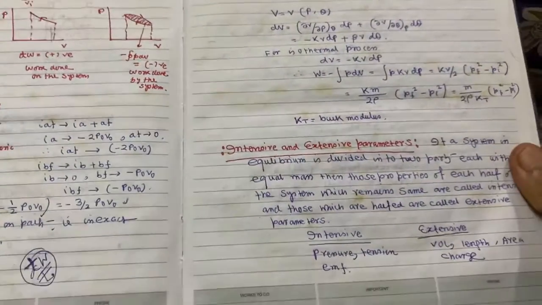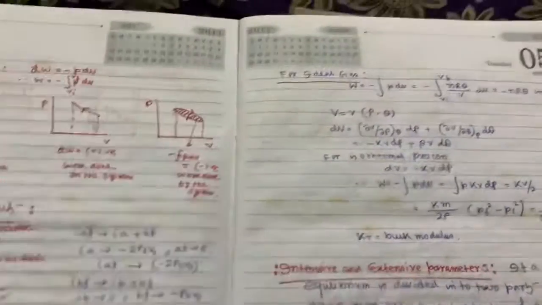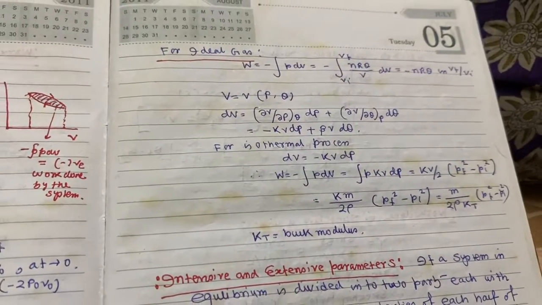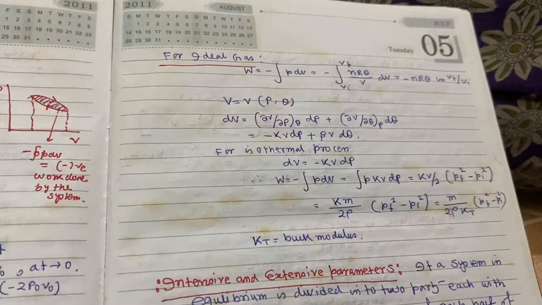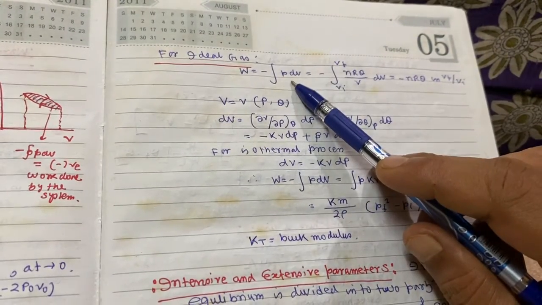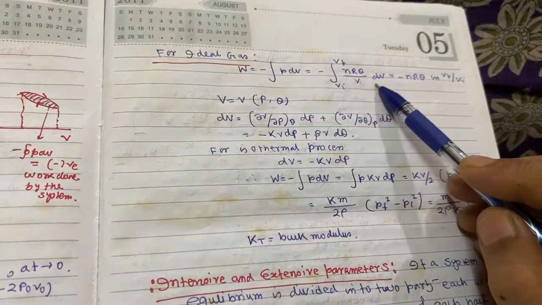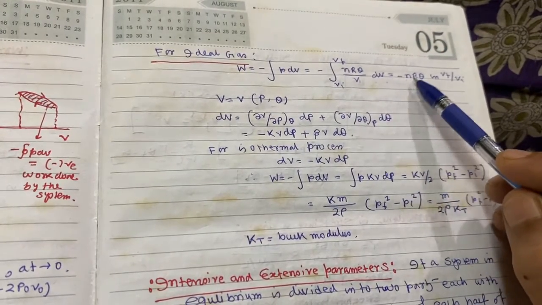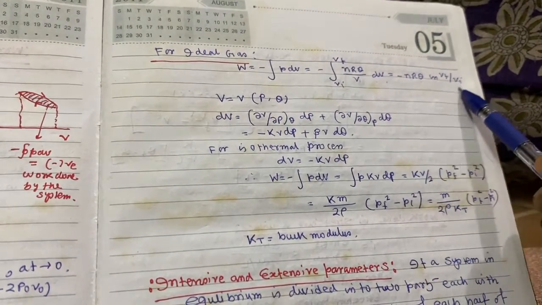Now, suppose we have to calculate the work done for an ideal gas. So, the simple equation is W equal to minus P dV, and as you know P is equal to n R theta by V, so W = minus n R theta ∫ dV/V, that means minus n R theta ln(Vf/Vi).